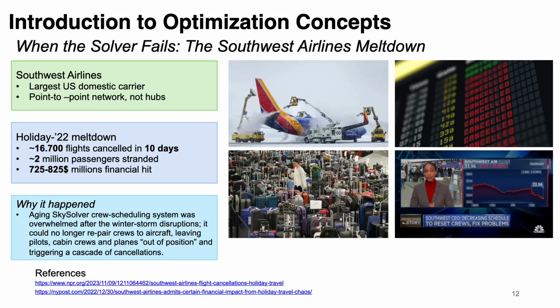It was a failure of their SkySolver crew scheduling system. As the disruptions piled up, the system became overwhelmed. It reached a point where it could no longer repair crews to aircraft. Because the optimization engine couldn't scale to handle the sheer volume of changes, pilots and cabin crews were left out of position, which triggered a massive, uncontrollable cascade of cancellations. This wasn't a failure of the pilots or the planes, it was a failure of the optimization infrastructure to handle a high-stress scenario.